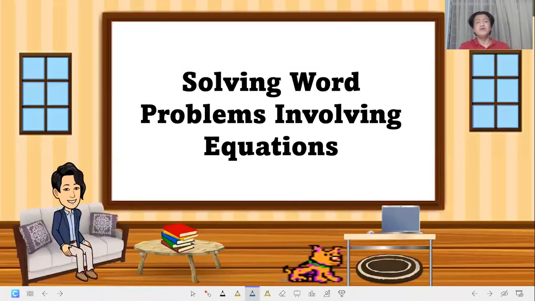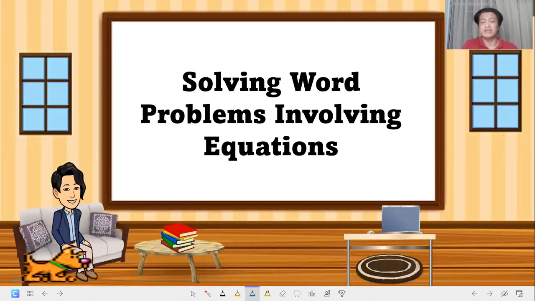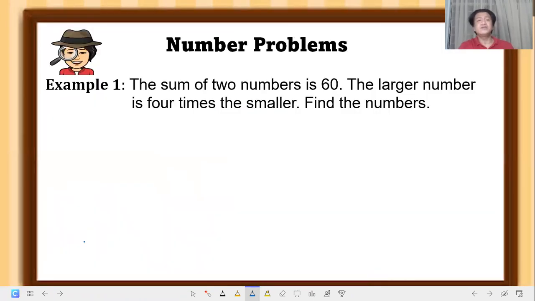Okay, let's have solving word problems involving equation na tayo. So, kailangan ma-recall natin yung mga properties. So, first, let's have number problems. Number 1, the sum of two numbers is 60. The larger number is 4 times the smaller. Find the numbers. Okay, take note of this, no?